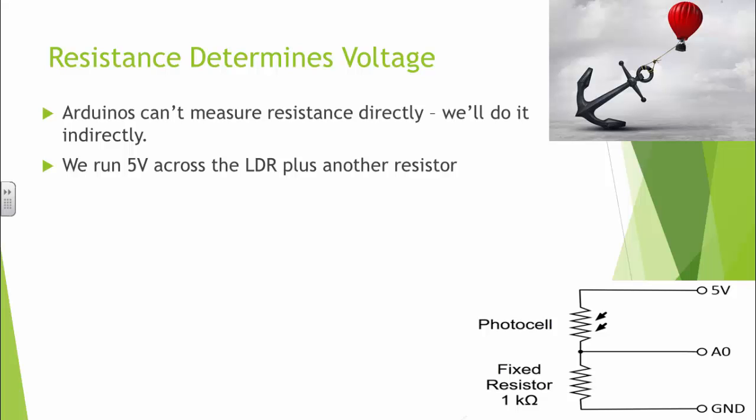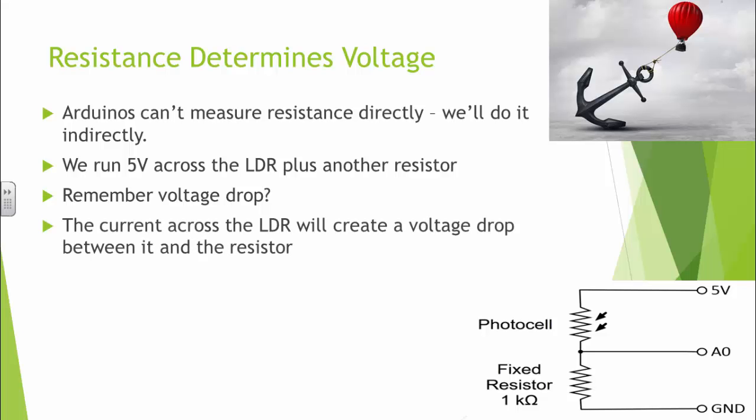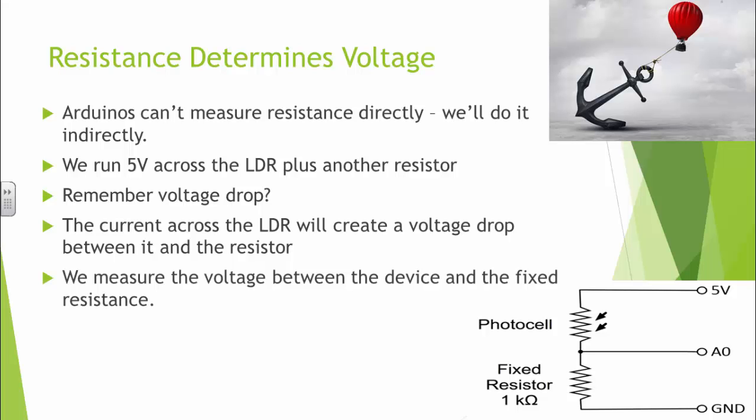So what we do is we run 5 volts across that LDR plus another resistor. So we run power across that combination, and we're going to measure the voltage drop. So we're going to pull the voltage from between the two of them, and you can see the circuit in the bottom right. And so that voltage drop is going to give us our result. We'll measure, in this case, the voltage at A0.